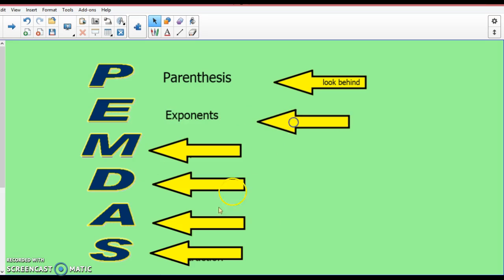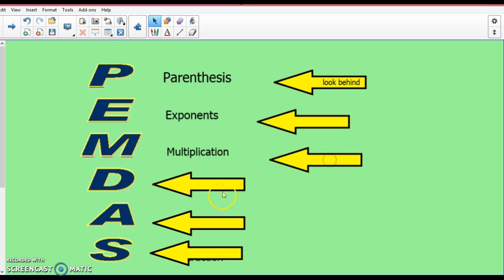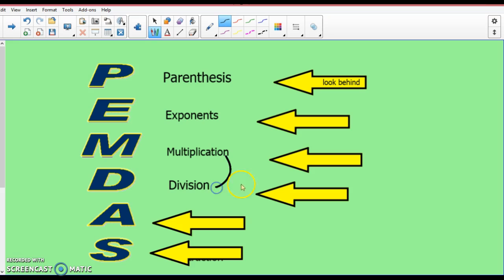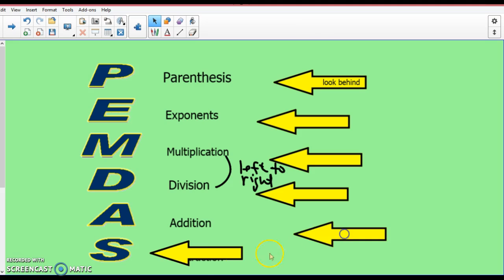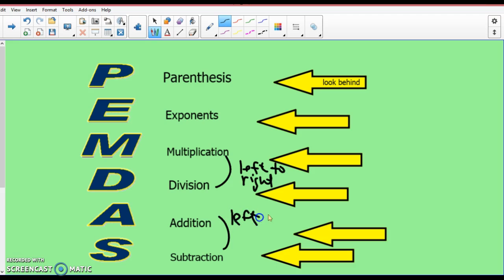E. Exponents. Now, MD, my dear, travels together. Who knows what my dear is? Multiply and divide. This travels together from left to right. And then, what about Aunt Sally? What does that stand for? Add and subtract. Yep. Aunt Sally travels together, from left to right.